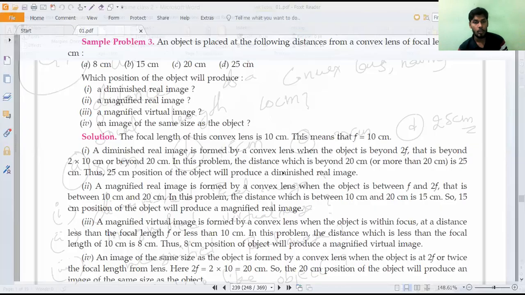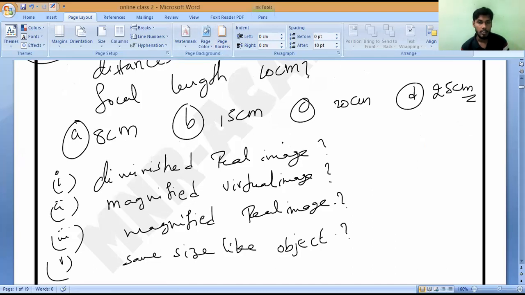So which position will produce a diminished real image? Object at 25 centimeter, sir. You have studied 6 cases. So which case will 25 centimeter be? Diminished real image with the position beyond C. Is it yes or no? Yes, sir. Beyond C.